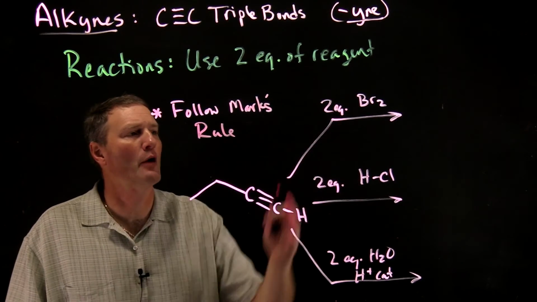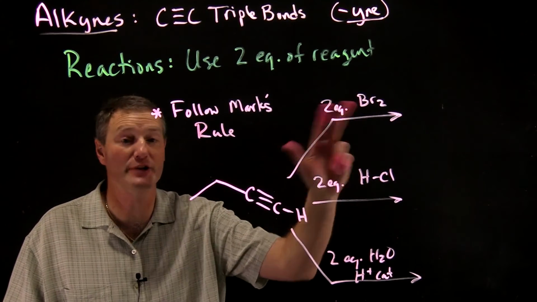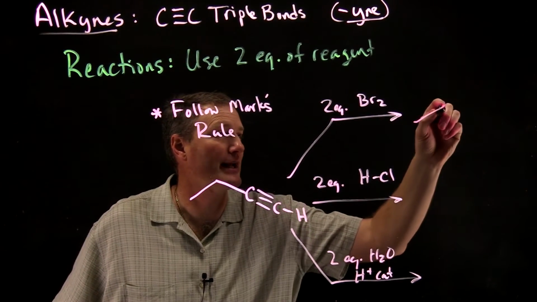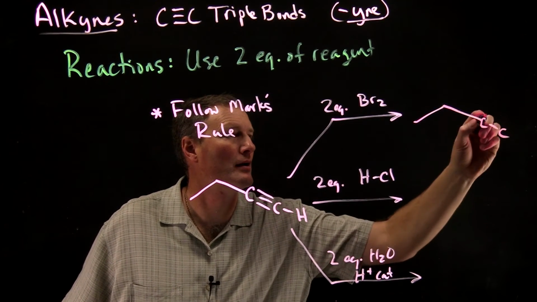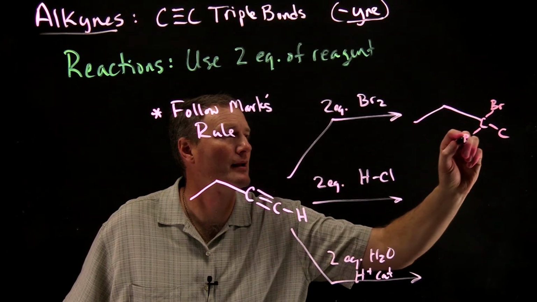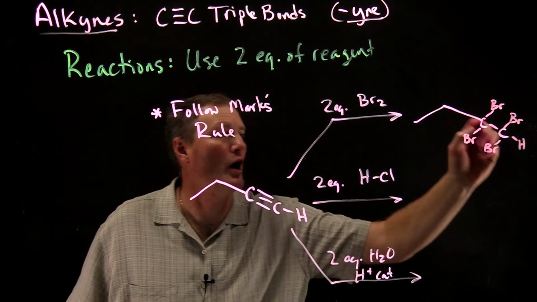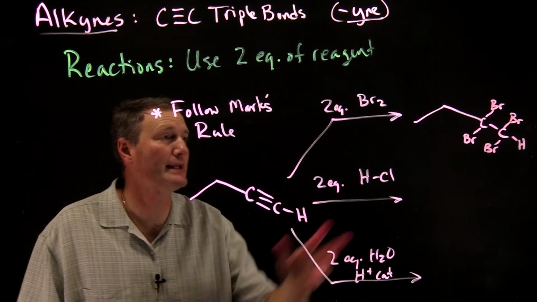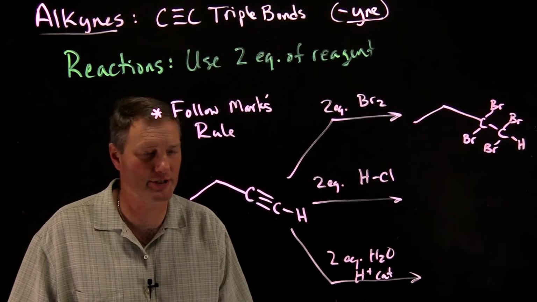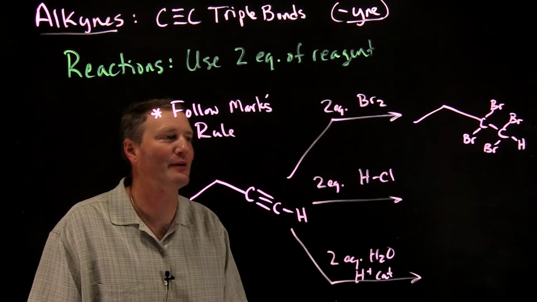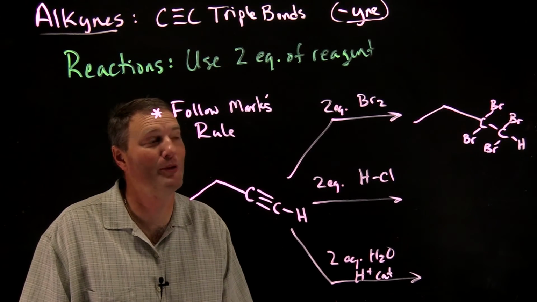So for this first one, we actually wouldn't need to apply Markovnikov's rule because the reagent itself is symmetric. But the product we would get out would look like this. We would end up putting bromine on the 2 carbons of our alkyne and completely eliminating the 2 pi bonds. Again, this does require 2 equivalents of reagent. So in this case, this would be 1,1,2,2-tetrabromobutane as the final product there.